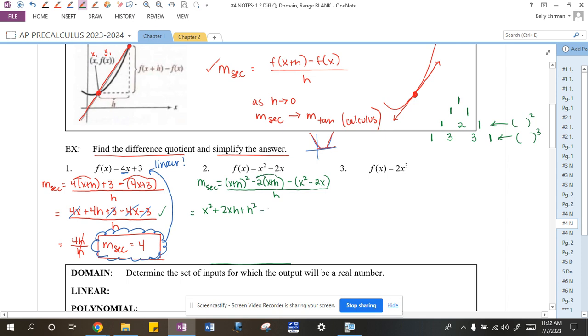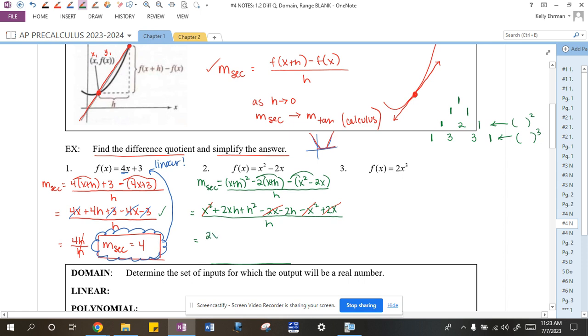Distribute a negative 2: negative 2x minus 2h. Distribute the negative 1 through: minus x squared plus 2x, all over h. Again, this is where you can catch mistakes, so be sure that you actually are getting things to cancel. Positive x squared minus x squared. That has an h, that has an h. Minus 2x plus 2x. There's an h there. So everything that still has an h can be divided by h.